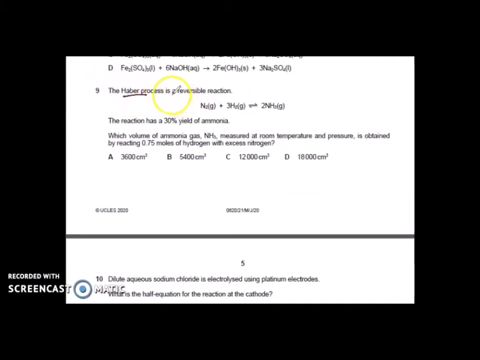Okay, the Haber process is a reversible reaction. The reaction has a 30% yield. The volume of ammonia gas, measured at room temperature, is 24 dm³ per mole. It is obtained by reacting 0.5 mole of hydrogen with excess nitrogen. This one is in excess, so we cannot take it into account. So 0.75 mole.